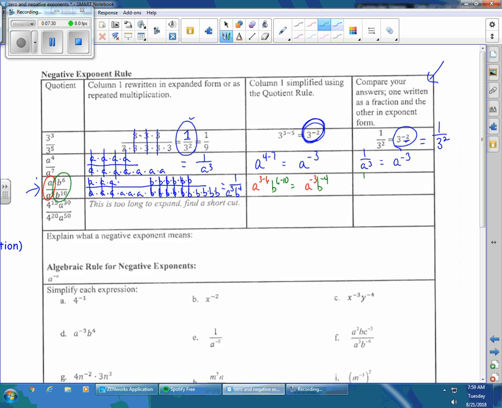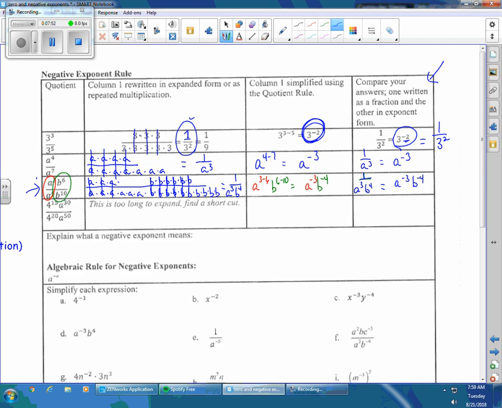So again, what is this showing us? It's showing us that 1 over a to the third, b to the fourth is the same thing as a to the negative third, b to the negative fourth. They equal each other. Two different ways of writing the same expression.